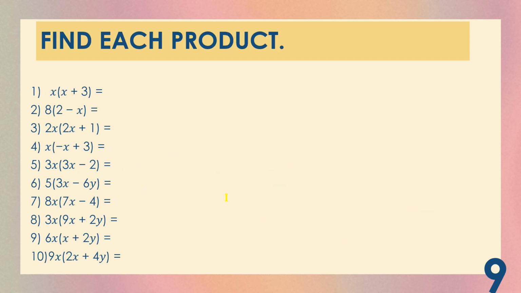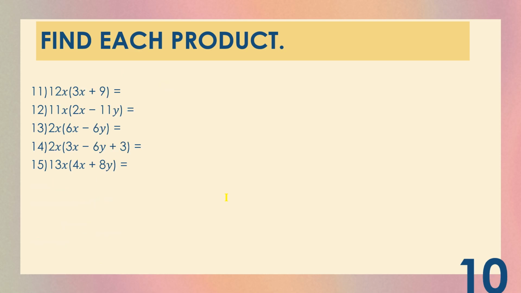For here, I will do number one. We have x squared plus 3x. Just do the distributive property, and you can do it on your own. So number one is a bonus.